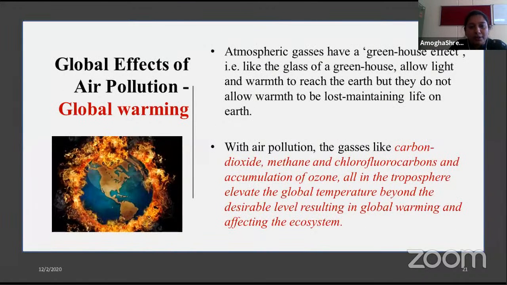Next is global warming. It is a natural process. Normally atmospheric gases have a greenhouse effect. That is, the greenhouse gases allow the light and warmth to reach the earth, but they do not allow warmth to be lost, thus maintaining life on the earth. So with air pollution, gases like carbon dioxide, methane, CFC, that is chlorofluorocarbons, and accumulation of ozone, all in the troposphere, will elevate the global temperature beyond the desirable level. That results in global warming and affects the ecosystem.